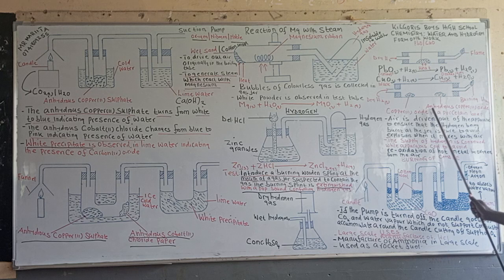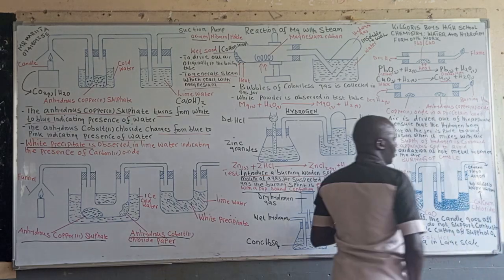You can also have another experiment where we have dry hydrogen, then copper(II) oxide, then anhydrous copper(II) oxide. Then you can also have the burning hydrogen there. So what do we have here in this case?